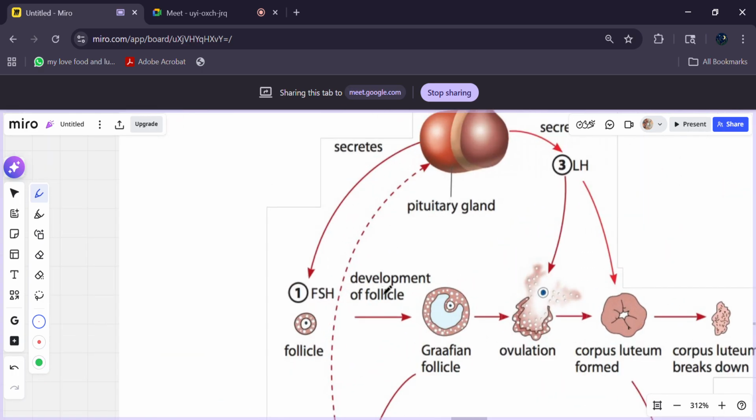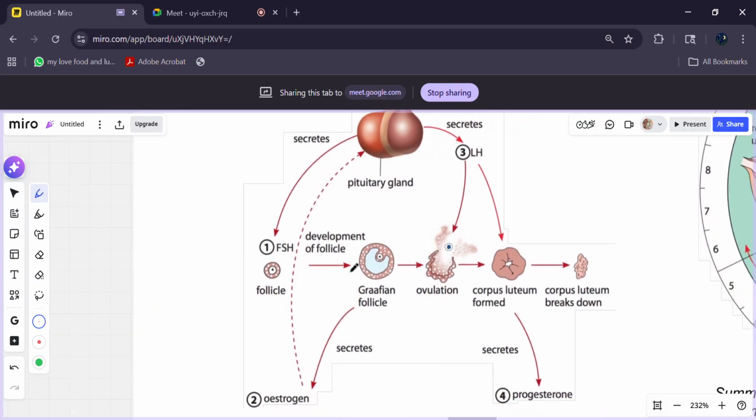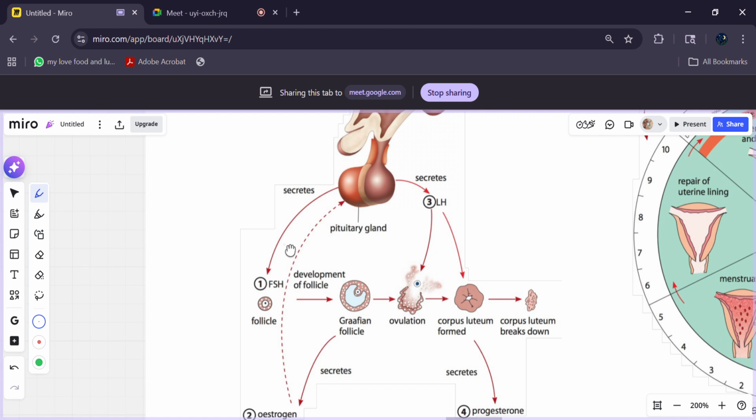Now, on day 1 of menstruation, the first day of the menstrual cycle, the uterine lining breaks down, and it flows through the uterus out of the body through the vagina. That means the menstruation breaks down. And when it does break down, the pituitary gland secretes follicle-stimulating hormone into the bloodstream.